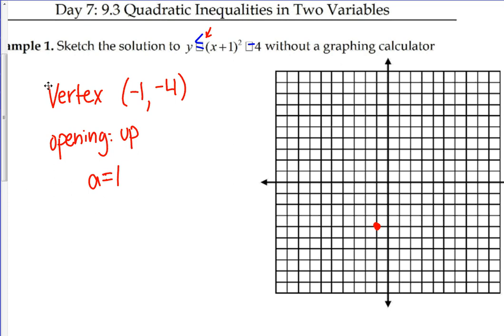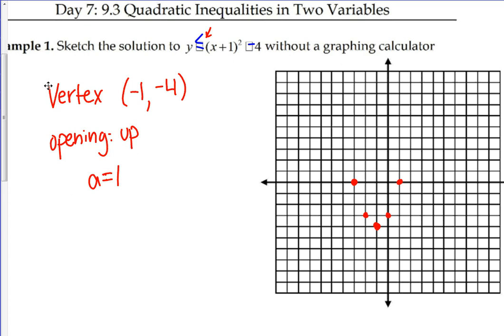That's all we did. So the next point: if I go 1 to the left, what's 1 squared? 1. So 1 to the left or right, and then we're going to go up 1. And then 2 to the right or 2 to the left, what's 2 squared? 4. So we're going to go 4 up from that point. 2 to the left, 4 up.